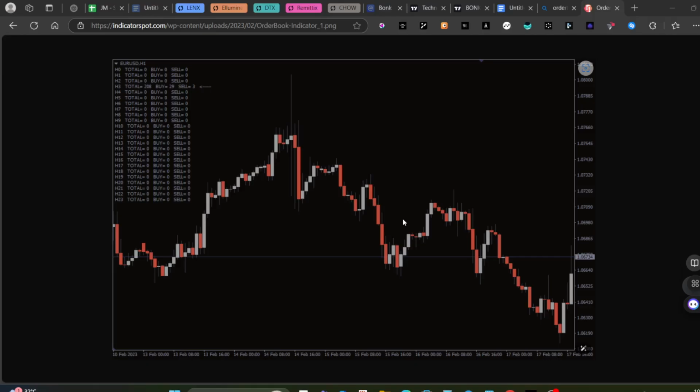So to wrap things up, the order book indicator is an incredibly powerful tool for any forex trader, whether you are just starting out or you've been trading for years. It gives you a deeper understanding of market volume, helps you spot trends and anomalies, and ultimately allows you to make smarter, more strategic decisions.